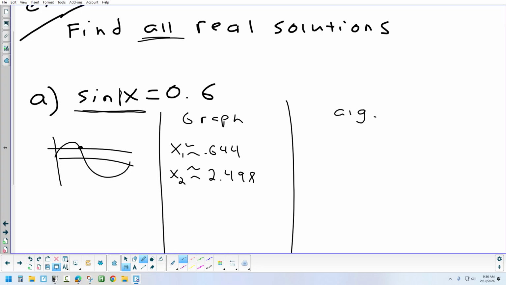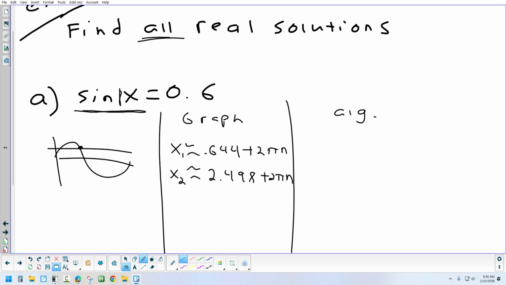Now, if that's what I do, I haven't answered the question all. All I've done is find 2 answers. What would I do there to represent all of them? Yep. Plus 2 pi n. Plus 2 pi n. Okay, so that's how we can do it graphically.